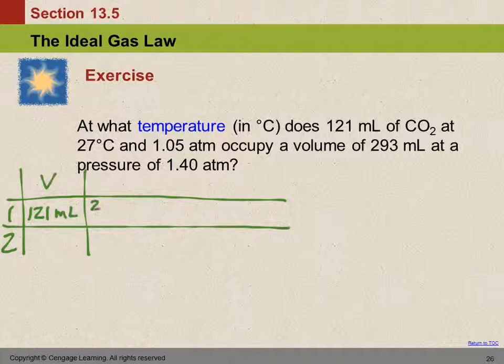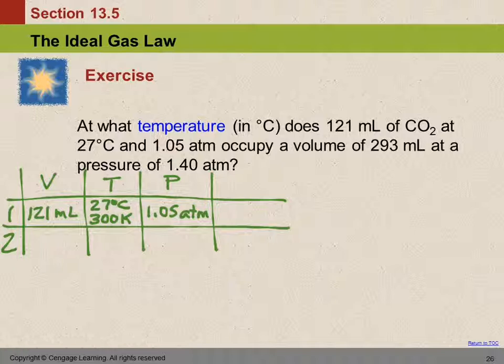27 degrees Celsius. What should I label that column? T. What do we have to do to the temperature? Change it to Kelvin, right? Always have to change Celsius to Kelvin. So 273 plus 27, I think, ends up being 300, right? 1.05 atmospheres is the next number. How do I label that column? P for pressure.